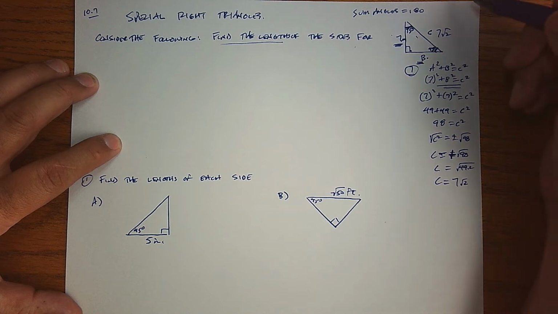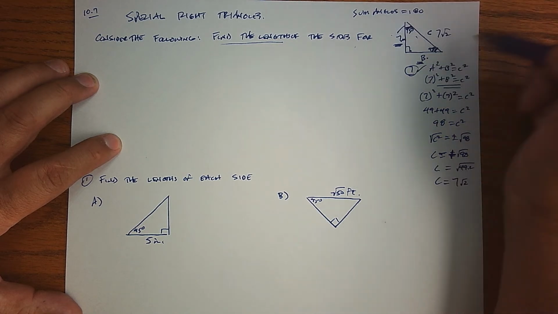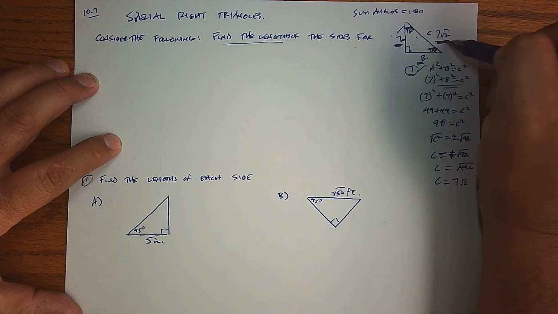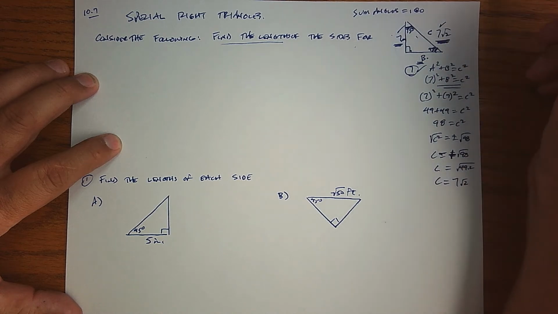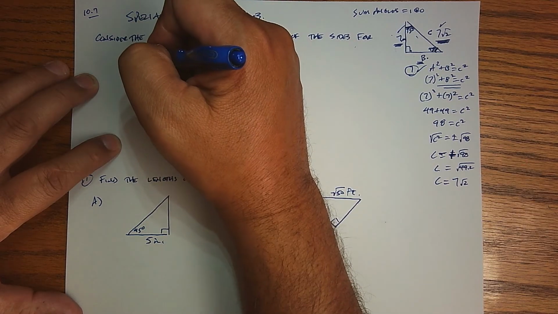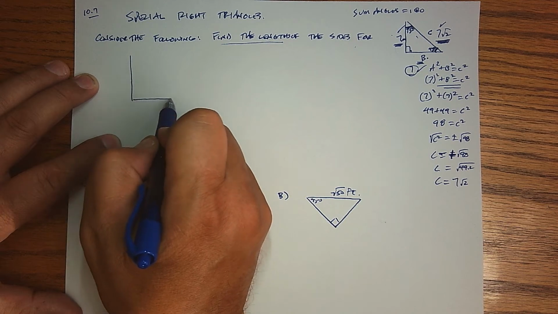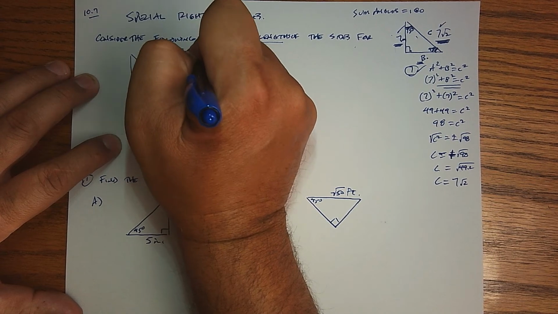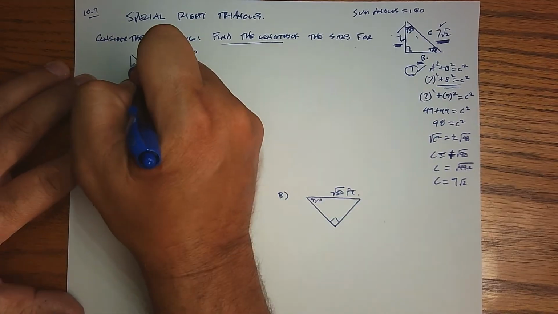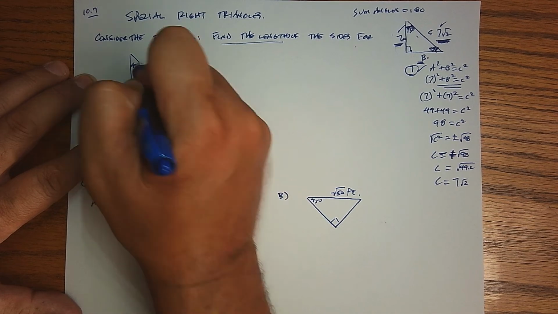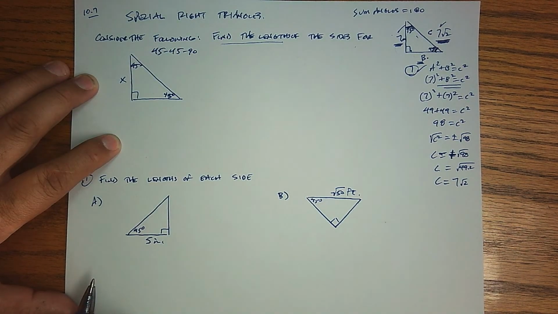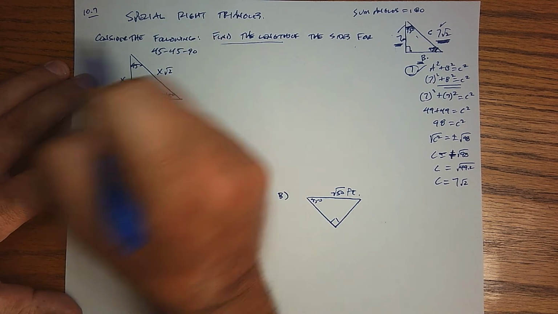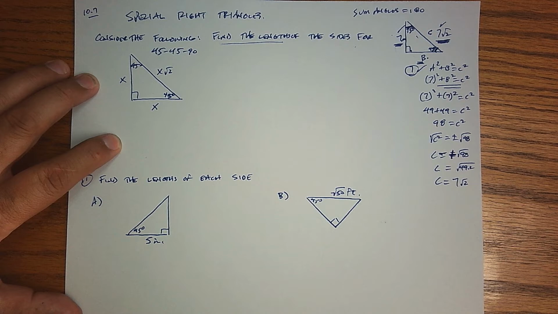Something very interesting: notice that this side is equal to that side, and even the hypotenuse, even though it's not equal, still makes use of that side. It's actually the side times the square root of 2. So when we look at any 45, 45, 90 triangle, both angles are 45 degrees, and if this side is length x, that means this side is length x, which means this side would have to be x times the square root of 2.